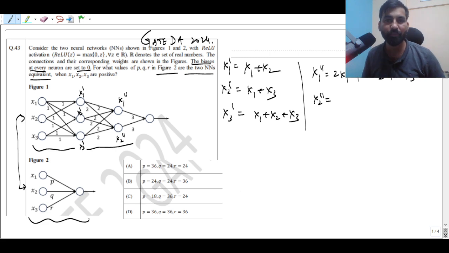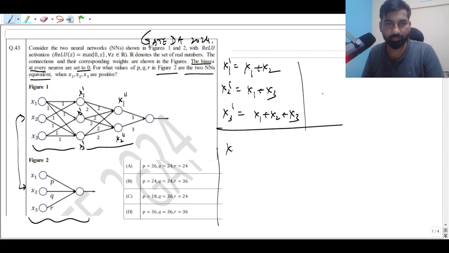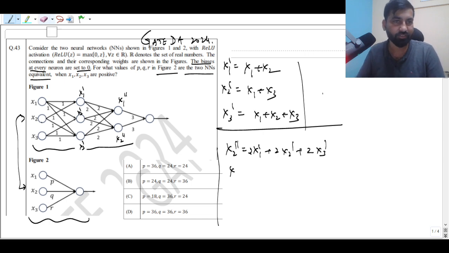I think I must write here, you might not be able to read it, so just wait. Here I'm going to write everything. So x2 double dash is nothing but 2 times x1 dash plus 2 times x2 dash plus 2 times x3 dash, and this is nothing but x1 double dash. We are at these neurons, and now we are writing the output of this neuron.